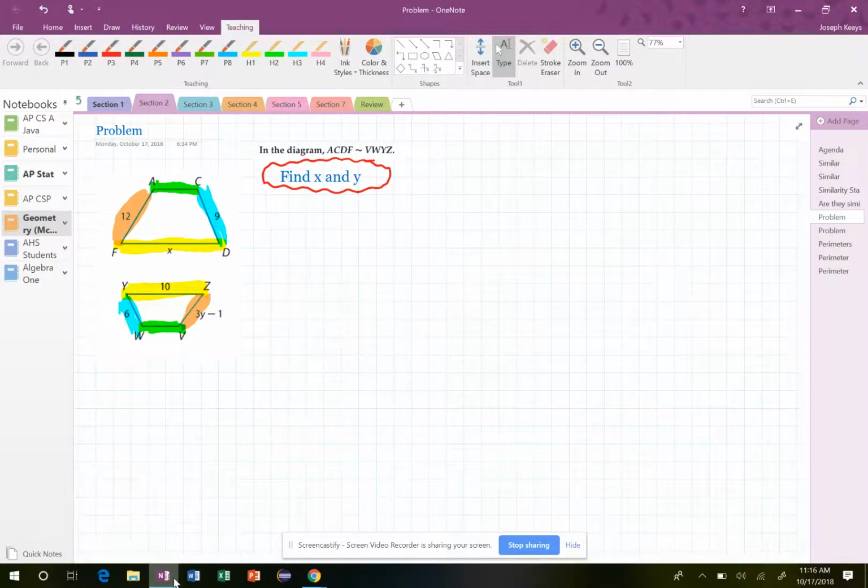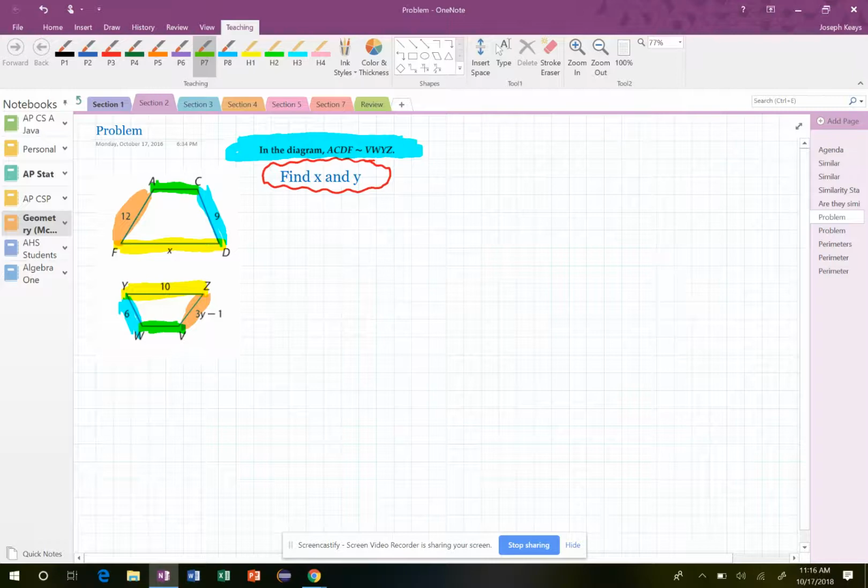Okay, class, we have a new type of problem in here, very similar to a test question, where we are going to use this clue that these two quadrilaterals are similar, and our goal is to find x and y, the values of x and y.